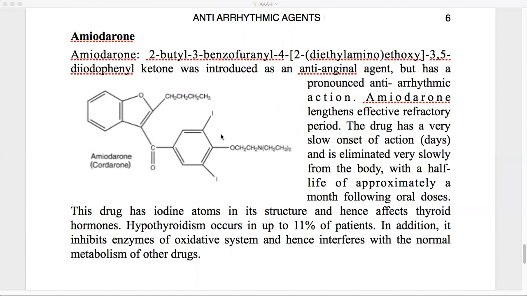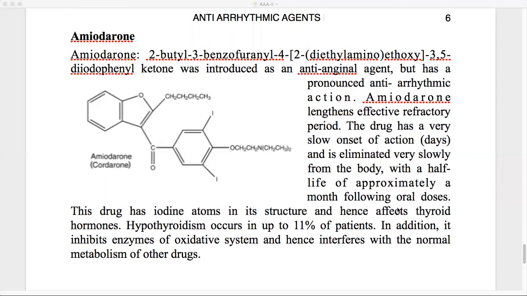Amiodarone was introduced basically as an anti-anginal agent, but later it was found to have pronounced antiarrhythmic action. It lengthens the effective refractory period because it is a potassium channel blocker, and the drug has a very slow onset of action, that is days. Elimination is also very slow, with a half life of approximately a month following oral doses.